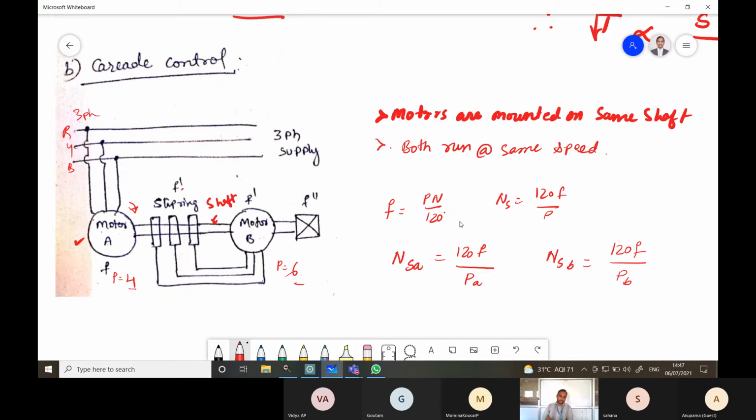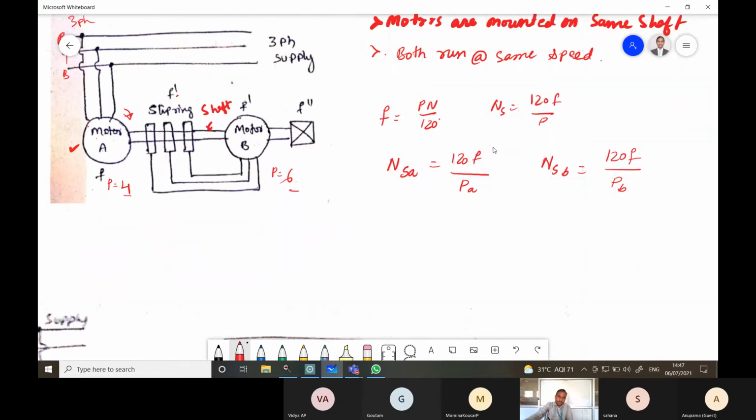Suppose they are combined together. That is called cascading. So this is the cascade control. Combining both the motors together, because of the combination, we will achieve cumulative cascade.